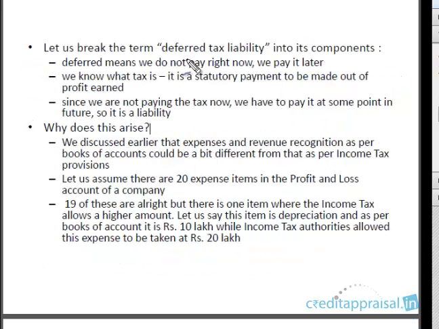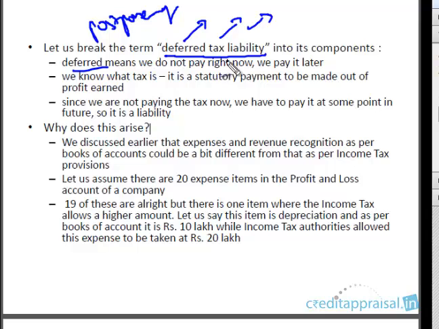So let us break this term deferred tax liability into individual components: deferred, tax, and liability. Deferred usually means postponement, right? We need not pay it right now; we can pay it later. That's what deferred is. We know taxes. Tax is just a statutory payment to be made out of the profits to the government. And liability, since we are not paying the tax right now, we have to pay it at some point in the future, so it's a liability.